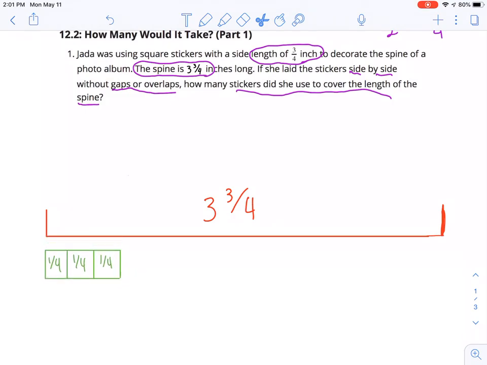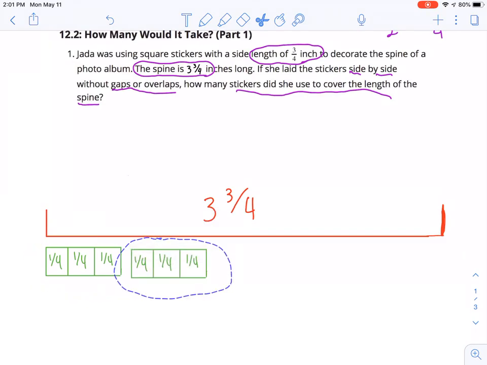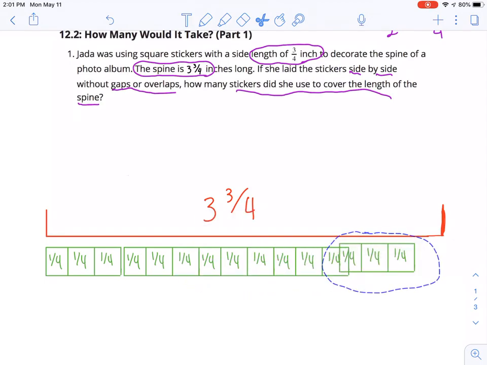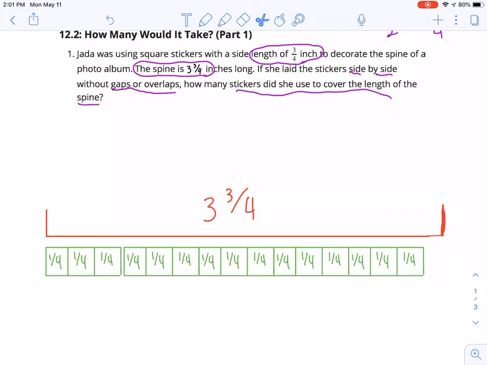Okay, so here's our first one, our first group. So we're going to copy that and paste it. Second group, copy that and paste it. Third group, and fourth group, and fifth group. Okay, that might be enough, but let's go ahead and count what we have so far.